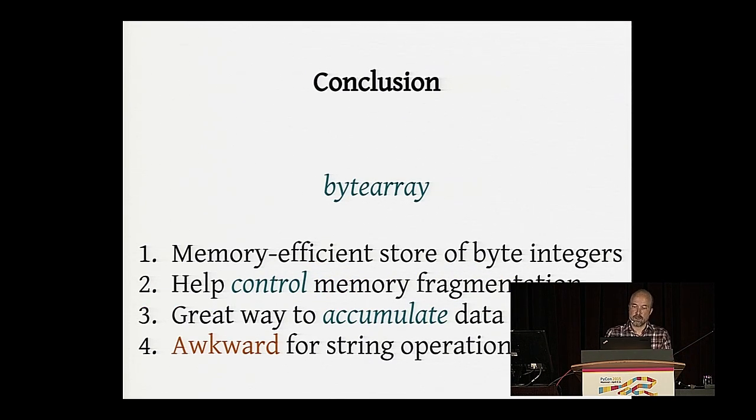In conclusion, the byte array. It is a very memory efficient, not faster, but memory efficient store of byte integers should you ever need them. It can help control memory fragmentation when doing high performance I/O because you don't have to create a new string, but it's hard to make it faster in a reliable way. Be careful. It's a great way to accumulate data that's coming in a piece at a time. That's its real superpower. And though it's very tempting for string operations, it's also a bit underpowered and a bit awkward. That's what I've learned so far.